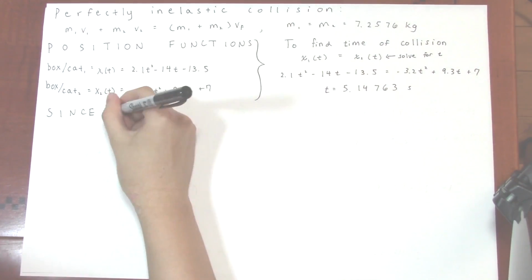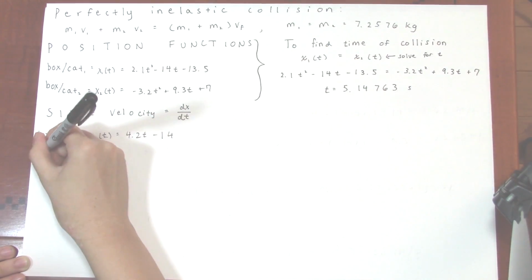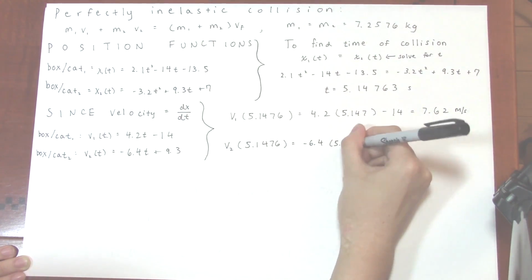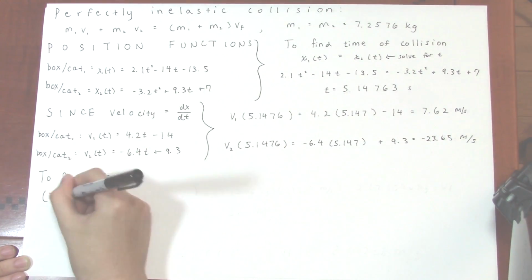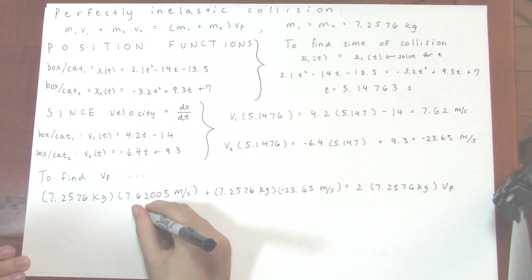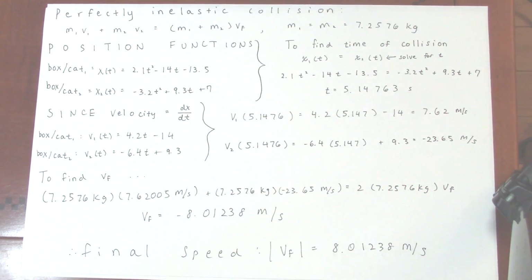He then found the final velocity functions of each box and kitten combination by taking the derivative of each position function. Next, he plugged in the time into the velocity functions to obtain velocities of each box-cat assembly right before they would collide. Finally, he was able to plug these initial values into the linear momentum formula to solve for the final velocity.